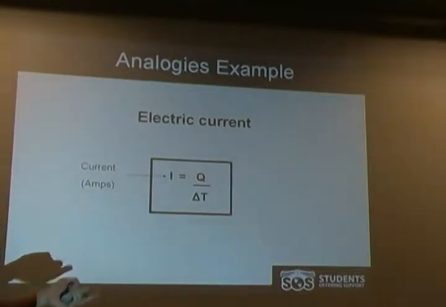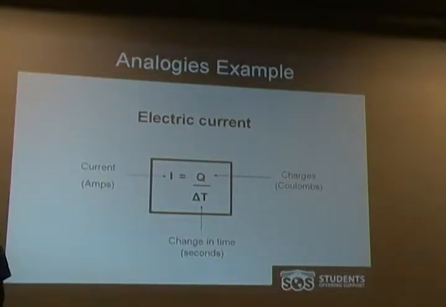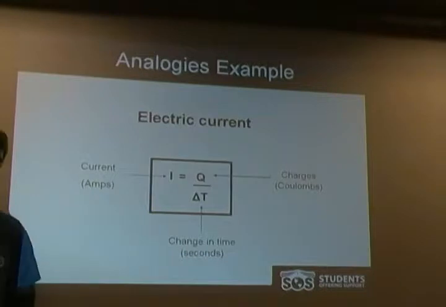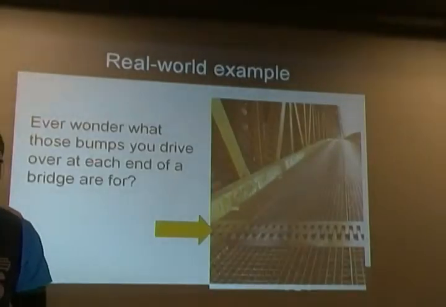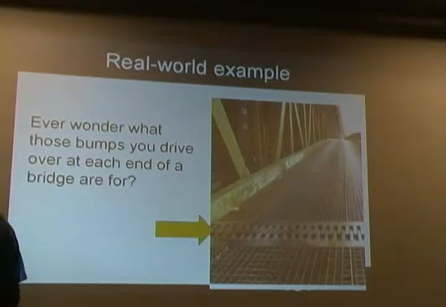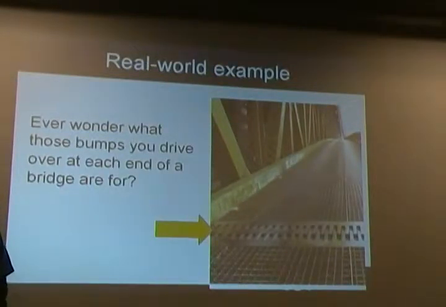Here's our electric current formula. Current is defined as the number of, not cars, charges over the time. And just like that, you automatically have a great analogy on how to calculate the current, not of cars, but of electrons through your drive-thru or capacitor or whatever it may be. So super easy, but the analogy has to work. Next up, we have real-world example. And here my question is, ever wonder what those bumps you drive through at the end of each bridge are for?